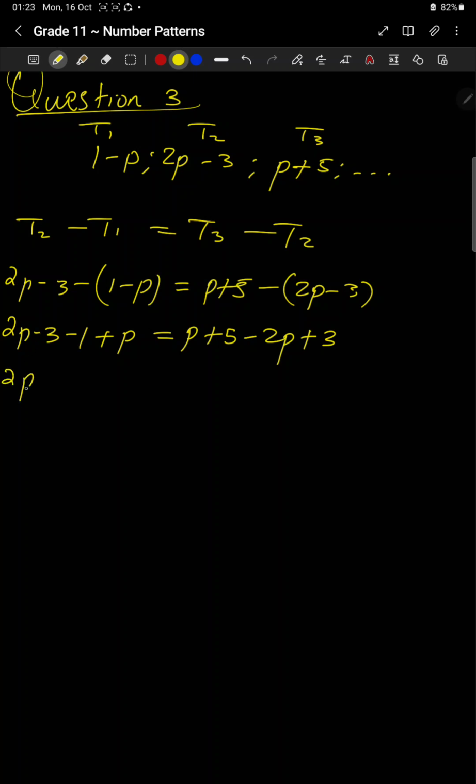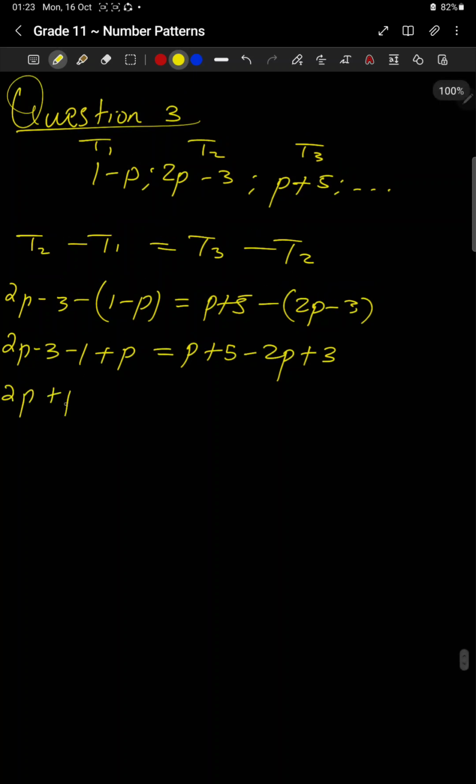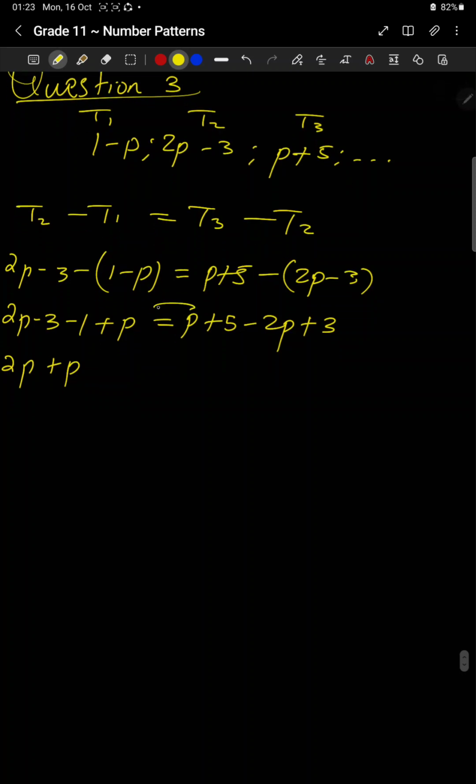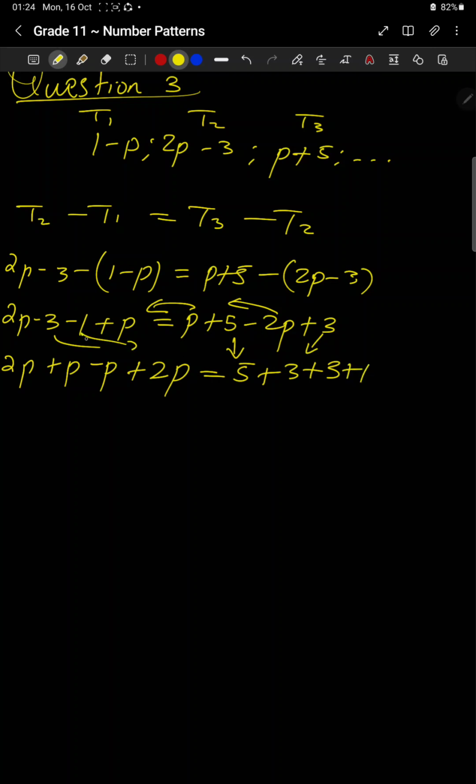We've got 2p on this side, and plus p on the other side. So we transpose this one and change the sign, because negative p becomes plus 2p is equal to, and on that side we have 5 plus 3. Then we transpose negative 3 to that side and it becomes plus 3, and we transpose negative 1, which becomes plus 1.